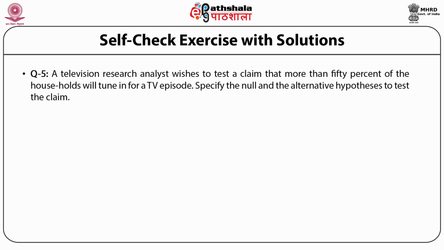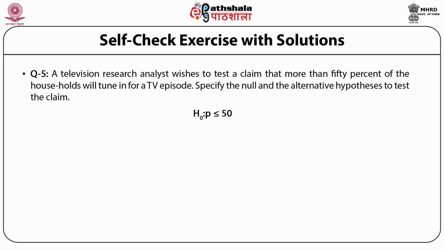A television research analyst wishes to test a claim that more than 50% of the households will tune in for a TV episode. Specify the null hypothesis to test the claim. From here we get an idea of which sign we are going to use while developing the null hypothesis. Remember, there are 3 conditions: less than or equal to, greater than or equal to, or equal to. Since here we are talking of more than 50%, our null hypothesis will be p is less than or equal to 50. Here we are not using mu, we are using p.